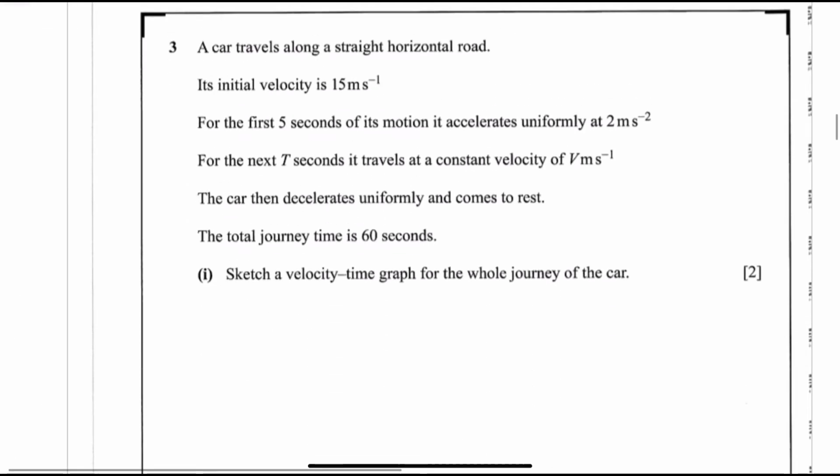Happy days. Right, next one. What's this? Velocity time graph. A car is traveling along a straight horizontal road, its initial velocity is 15 meters per second. For the first 5 seconds of motion, it accelerates uniformly at 2 meters per second squared. For the next t seconds, it travels at a constant velocity of v meters per second. The car then decelerates uniformly and comes to rest. The total time for the journey is 60.